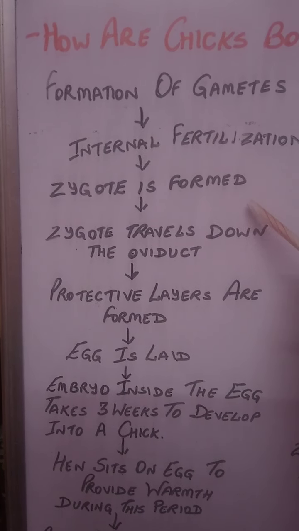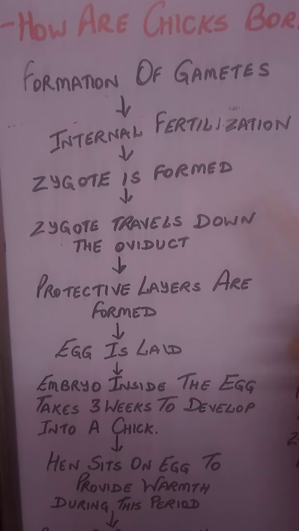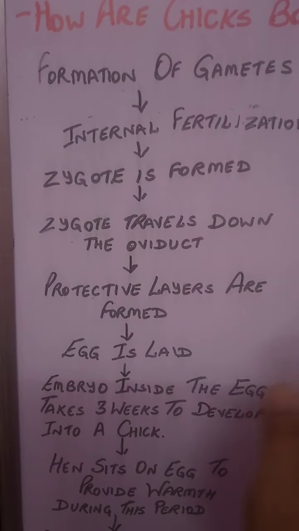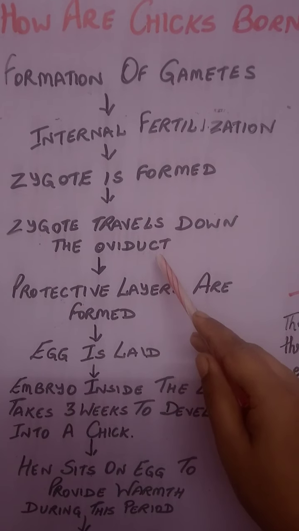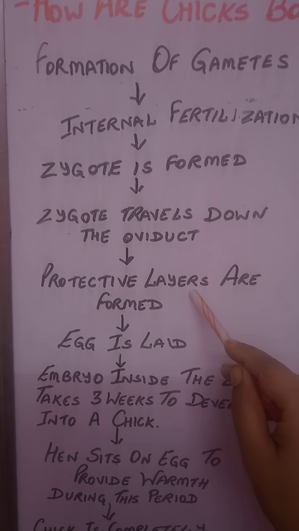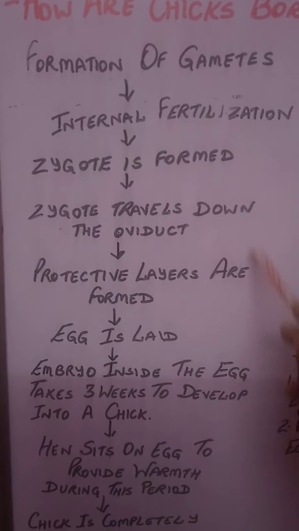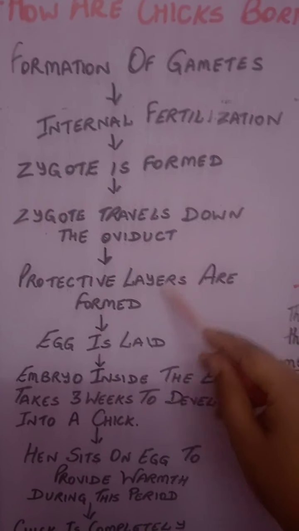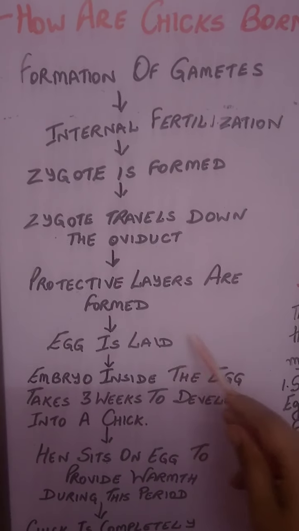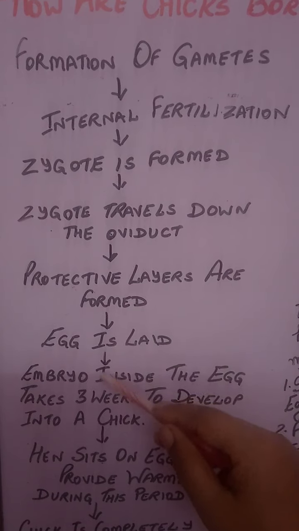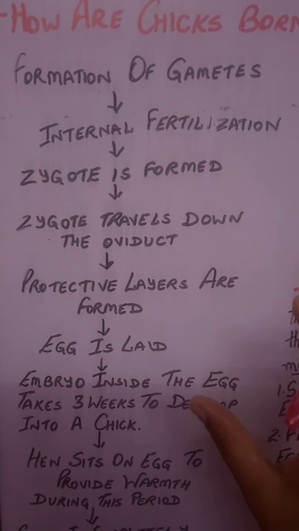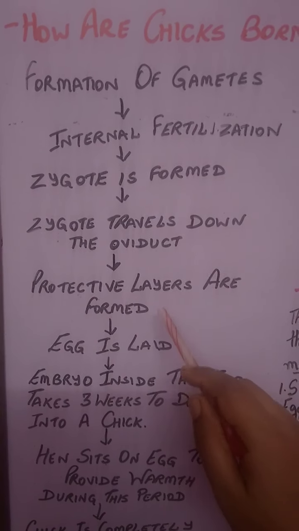So zygote is formed. After that, the zygote divides very rapidly. During its division, the zygote is moving along the fallopian tube. During this movement, protective layers are formed outside this zygote. Now the zygote is surrounded by protective layers. Some of these are soft layers, while the last layer is a very hard layer that is made up of calcium, and it is the outer crust, the outer layer of the egg, which you are able to see.